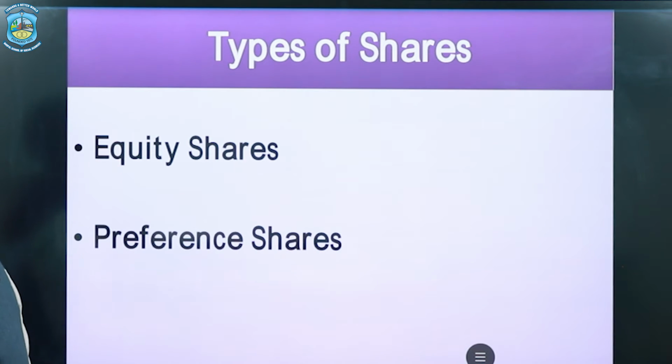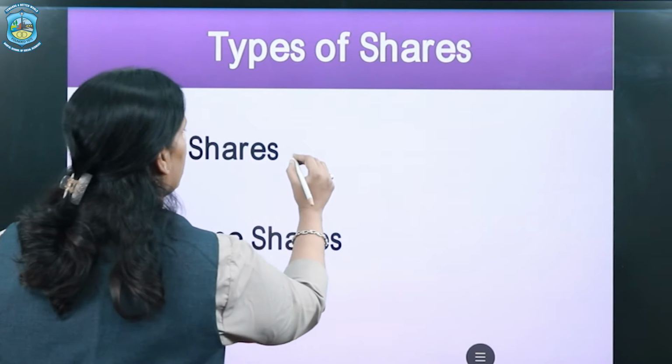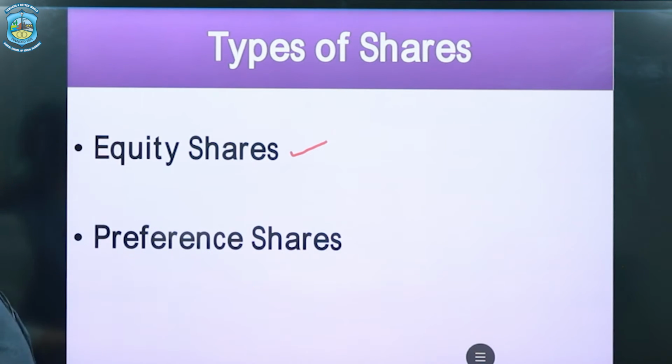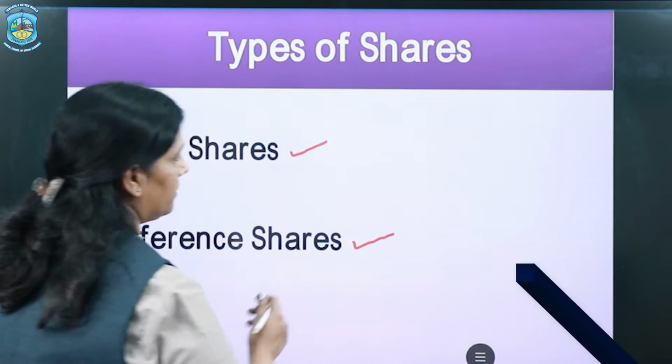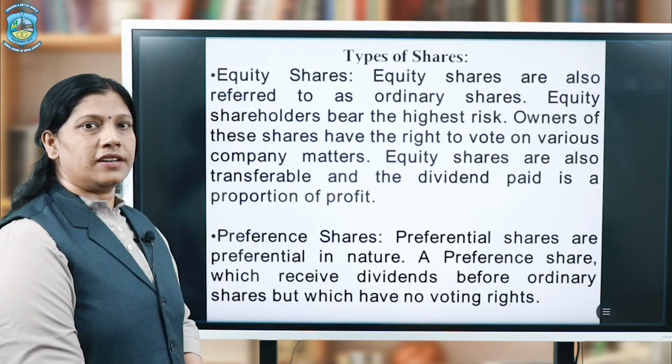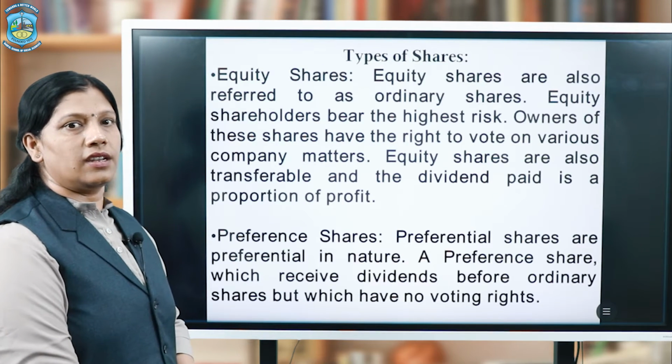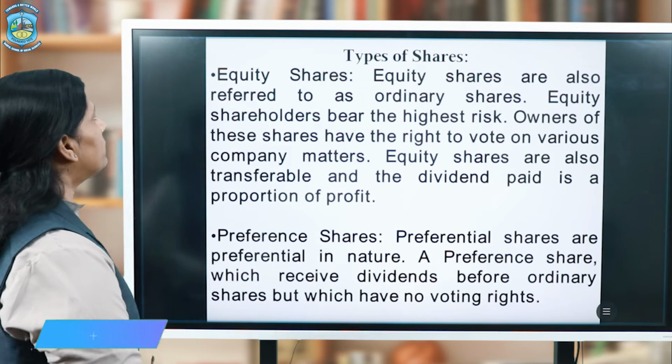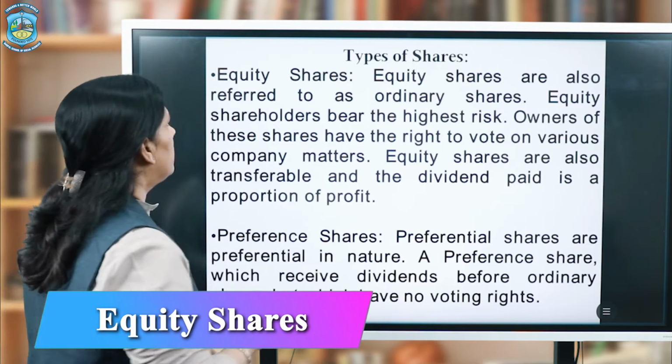The types of shares issued by joint stock companies in India are divided into two broad categories. Number one is known as equity shares, and the second type is known as preference shares. Now let us discuss these types of shares in a little detail. First, we'll discuss equity shares.